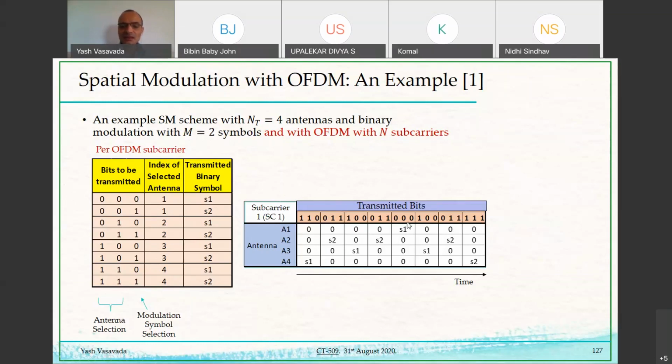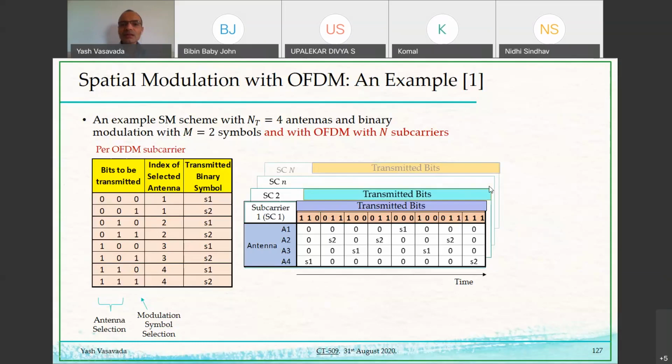Then on subcarrier 2, I will be using some other sequence of 3 bits, and I'll be transmitting symbols like that, and so on. So basically, I will have multiple such subcarrier transmissions going on in an OFDM system. The effect is that now if I look at any particular antenna on a particular subcarrier, there will be only one active antenna. The other 3 antennas will be non-active. But if I look at all the subcarriers, then it is quite likely that all the 4 antennas are active.